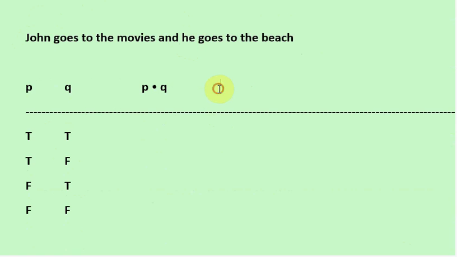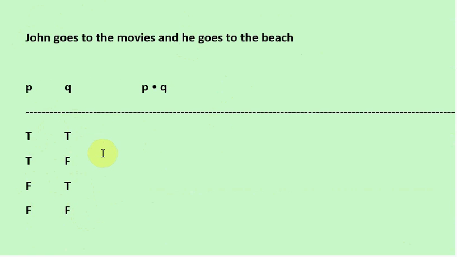Okay? So what we have on the left here are the possible truth values for P and Q, right? So it is possible for both of them to be true. That is to say, it's true that he goes to the movies and it's true that he goes to the beach. It's possible that it's true that he goes to the movies, but it's false that he goes to the beach. And then it's possible that it's false that he goes to the movies and it's true that he goes to the beach, right? This is what the third row is representing. And then the fourth row represents the case in which they're both false, right? It's not true that he goes to the movies, and it's also not true that he goes to the beach.